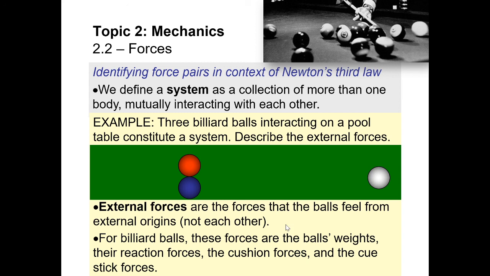External forces are the forces that the balls feel from external origins. Like I mentioned when I showed you the page, this would be something like their weights, their reaction forces, also known as normal force, the cushion forces, and the acoustic forces. Okay, there might be some friction there too, but any of those would be considered external. Anything inside that all balances out, we call those internal forces.